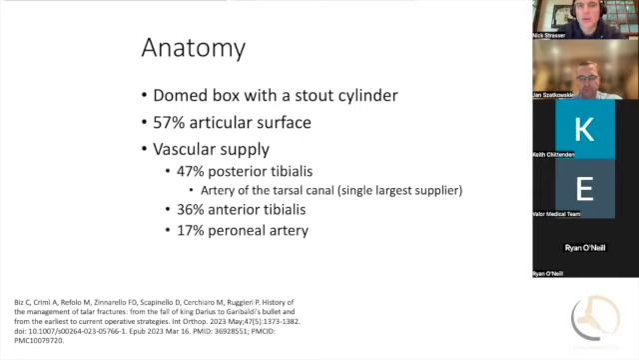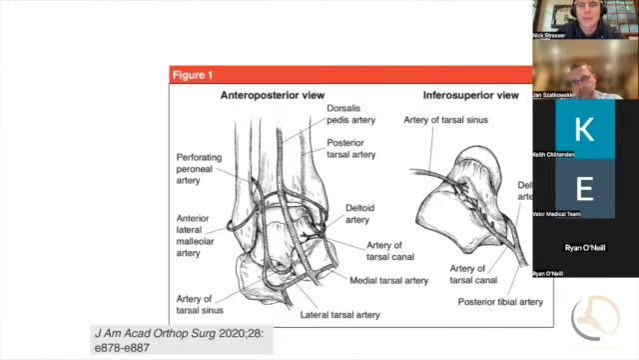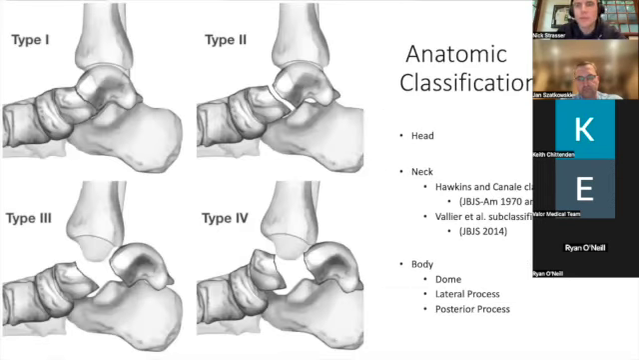There's the posterior tibial artery, and that gives off the artery of the tarsal canal. Then there's the anterior tibial artery, and then there's the peroneal artery. Maybe you don't have to remember the specific vascular structures, but just understand that the blood supply is tenuous and how that plays a role. And this is just showing what the blood supply looks like. Again, not important to memorize it, but just understanding that the blood supply is very important for the health of the talus.